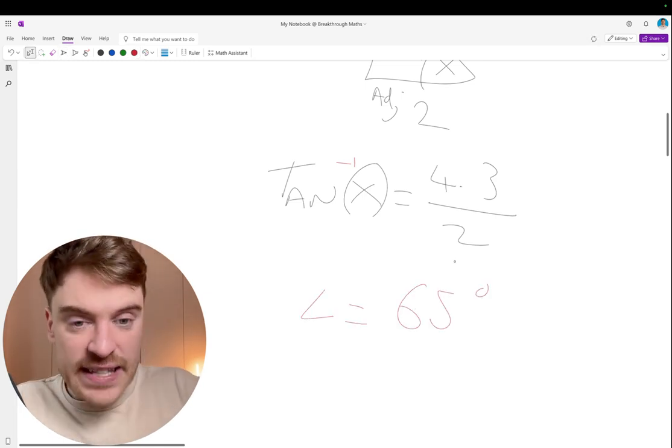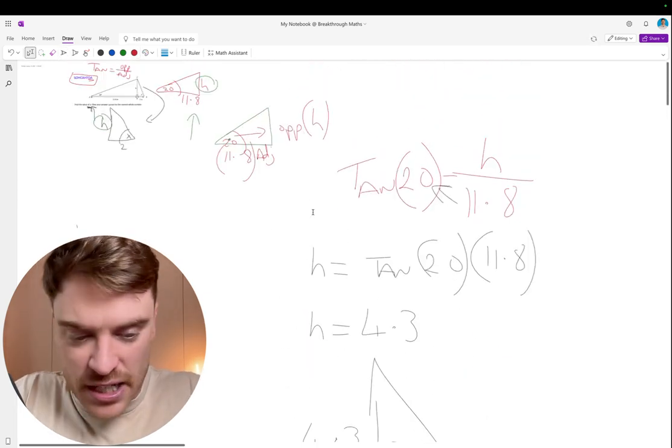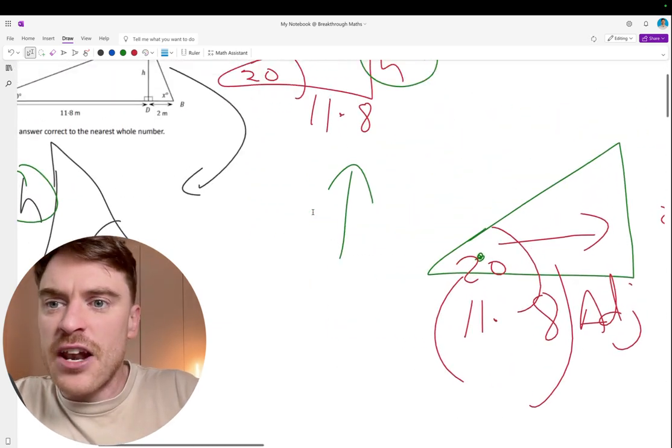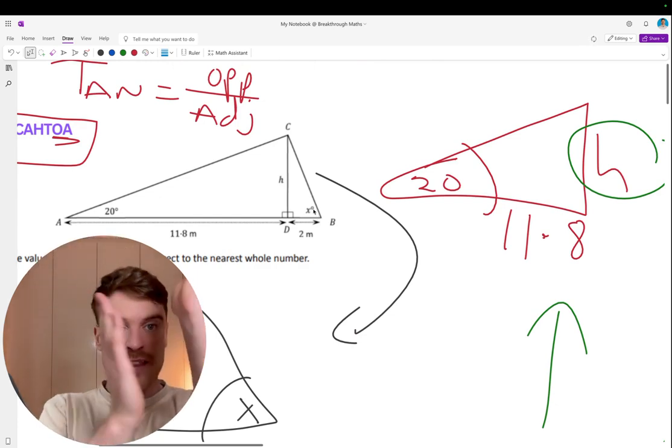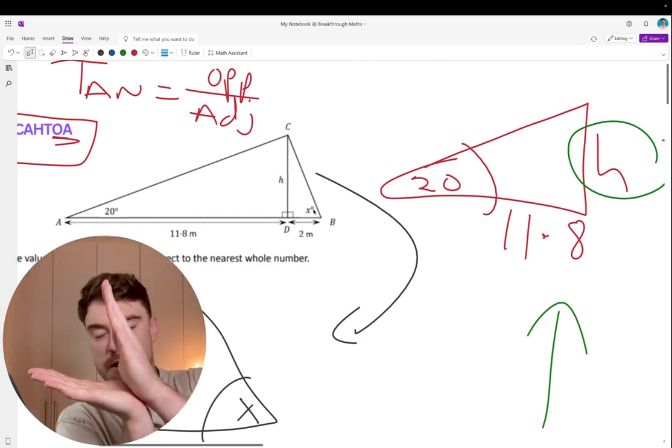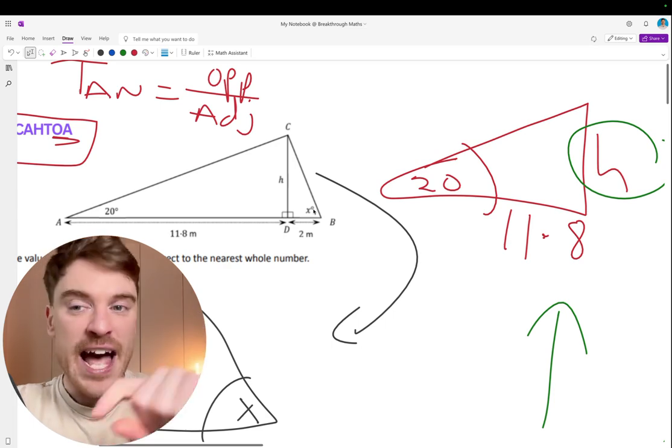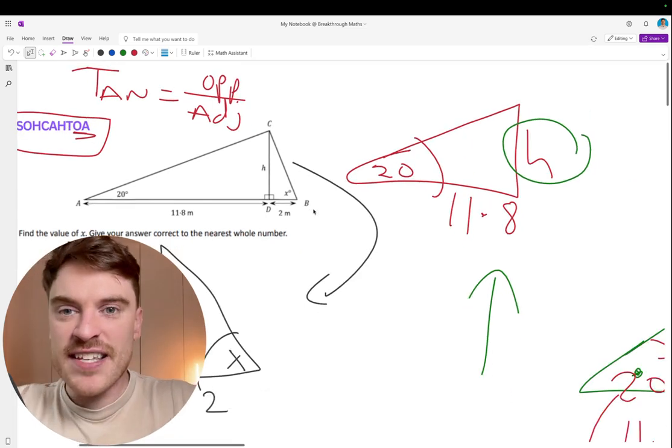And that looks right. That looks like a 65-degree angle, doesn't it? 90 would be like this, and 65 appears like this. You look like you're correct. And that is a lovely question on SOHCAHTOA.